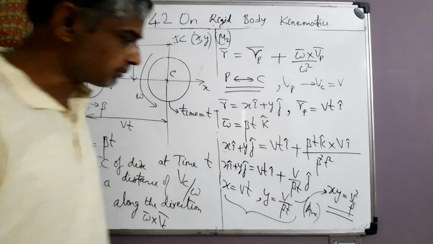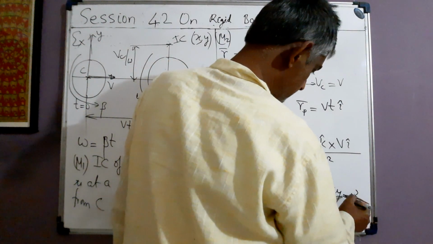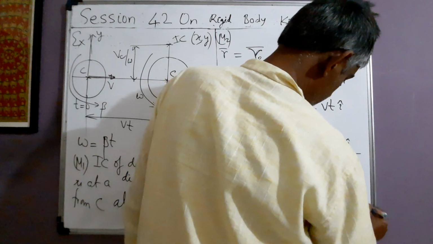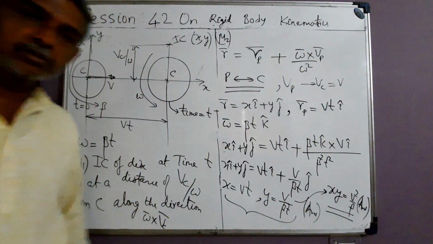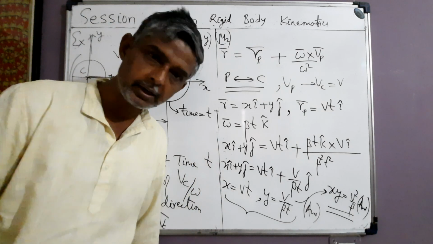Xy is equal to v square by beta. This is the answer. Okay. So the first question has been fully discussed. I hope it is clear. Alright.